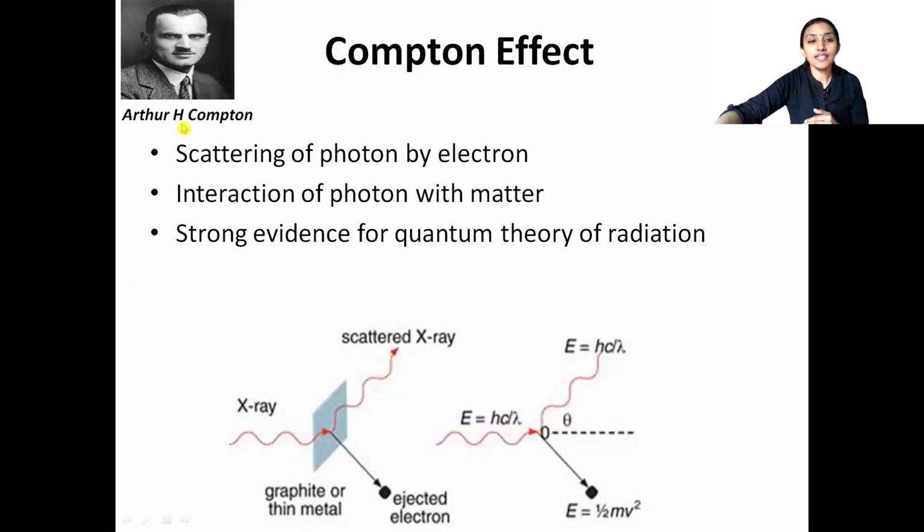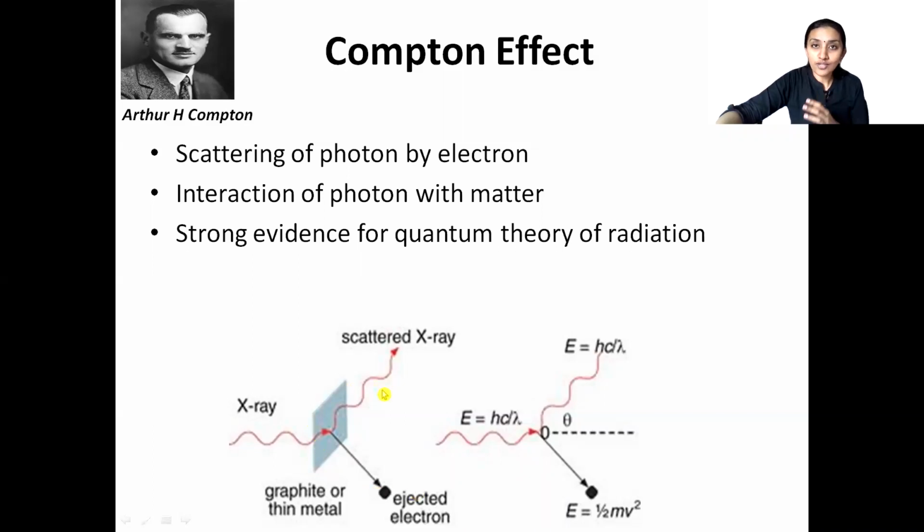And it was Arthur H. Compton in 1920s who discovered that when X-rays interact with the electrons of materials like graphite, they get scattered. And the X-rays transfer their energy partly to the electrons so that the electrons acquire a momentum and move in a different direction.